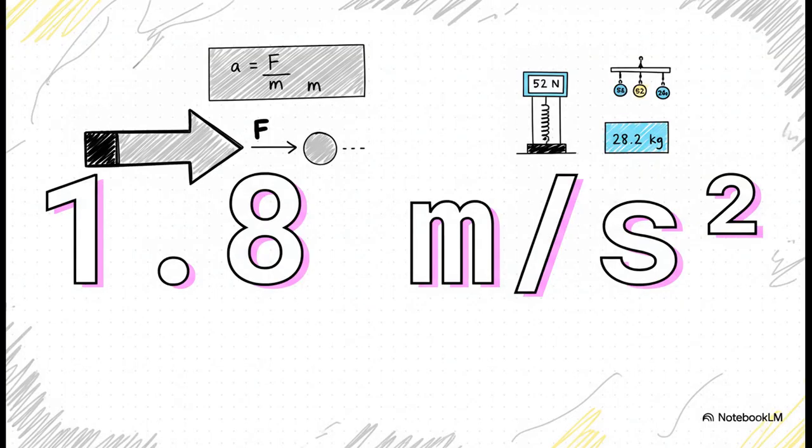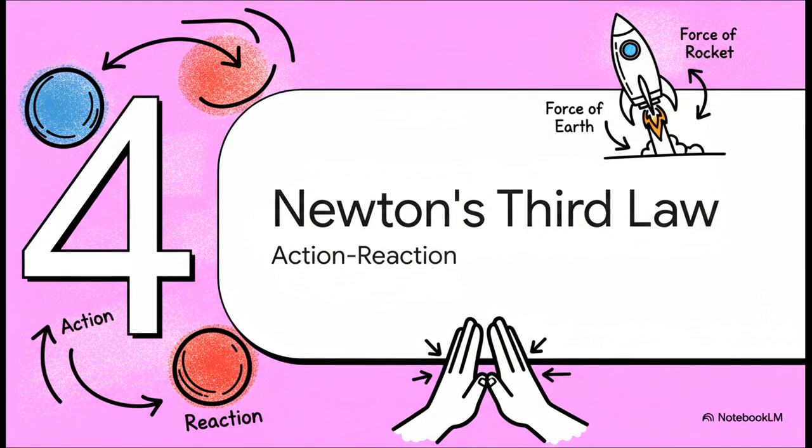So if F equals ma, we can just shuffle that around to find the acceleration. A equals F divided by m. We plug in our numbers, 52 newtons divided by 28.2 kilograms, and we get 1.8 meters per second squared. The math just works.